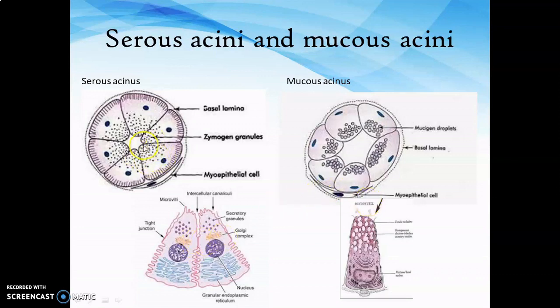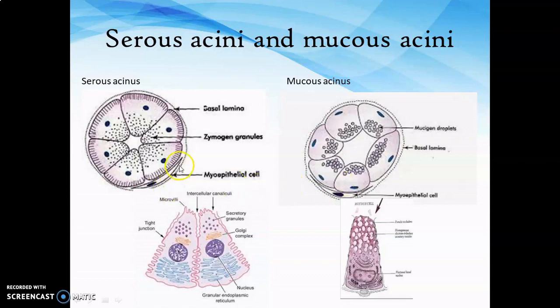The secretions from the cells are secreted into the central lumen. The central lumen is smaller in serous acini and larger in a mucous acini. And if you see the shape of the central lumen, it is star shaped in the serous acinus because the lumen extends between the cells like this. These extensions of the lumen in between the cells are known as intercellular canaliculi. The intercellular canaliculi are absent in case of mucous acini.